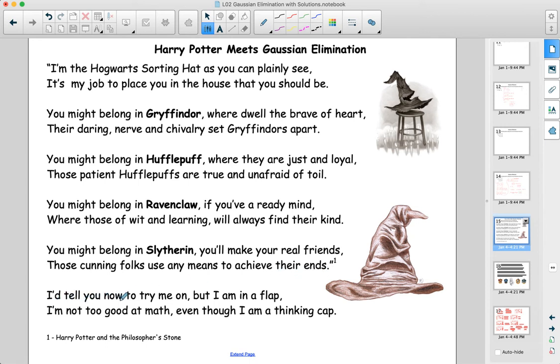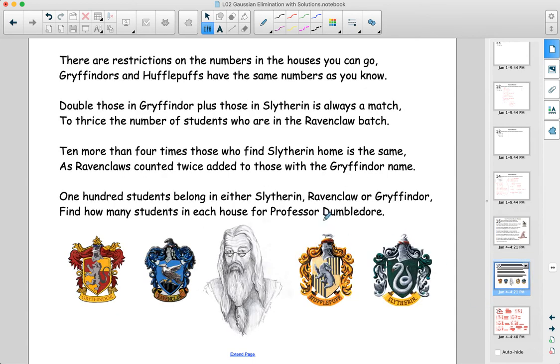All right, I'll tell you, now this is Hanta adding to this. I tell you now to try me on, but I am in a flap. I'm not too good at math, even though I am a thinking cap.